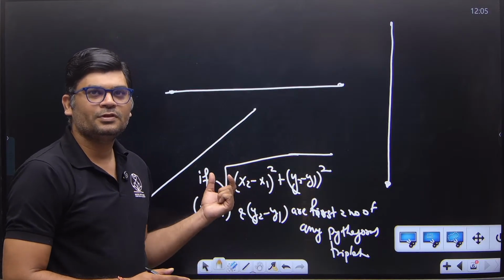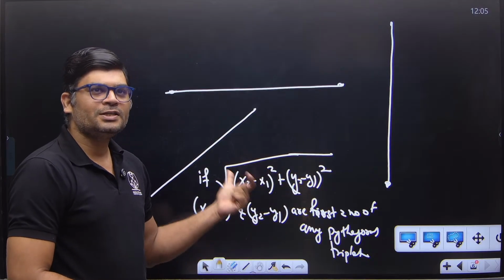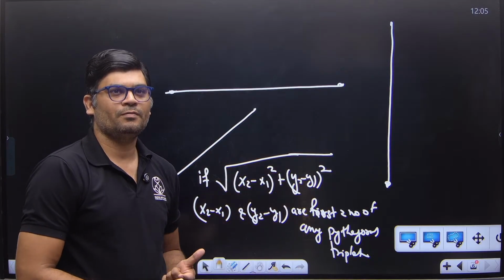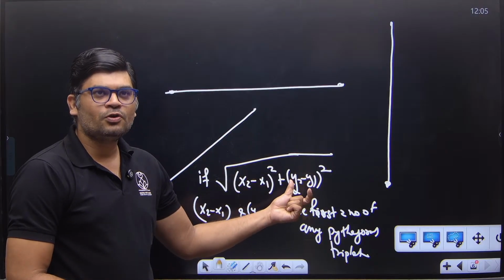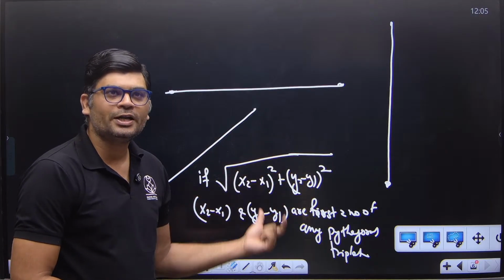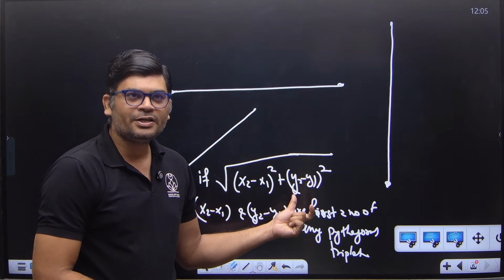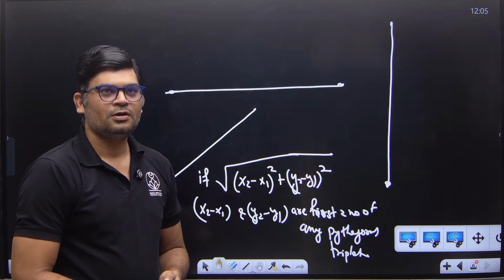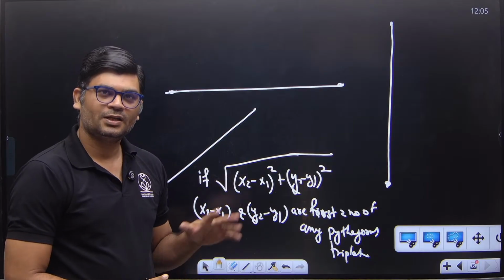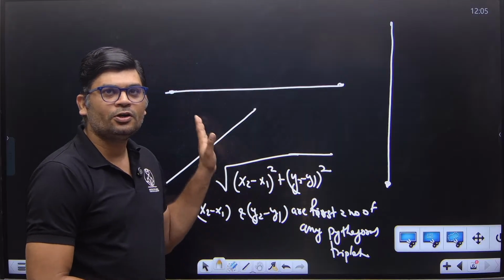Are you getting it? If x2 minus x1 is 3, y2 minus y1 is 4, it is obvious the distance will come out as 5. If x2 minus x1 is 20, y2 minus y1 is 21, the distance will come out as 29. If x2 minus x1 is 7, y2 minus y1 is 24, the distance will come out as 25. Are you getting this? Easy. So the use of Pythagoras triplets will play an important role here.